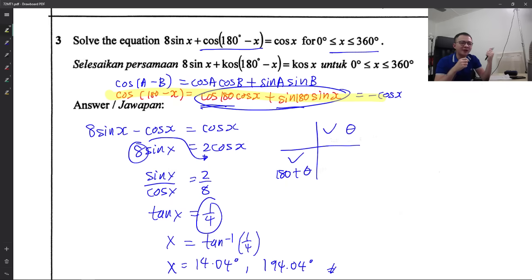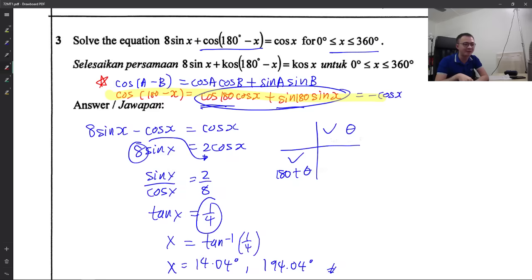How come negative cos becomes that? What do you mean? This one is basically the formula. For whoever still struggles with why cos(A minus B) is cos A cos B plus sine A sine B, go back and check your formula list. This is the formula, just apply it from the formula list. Alright, let's move on.